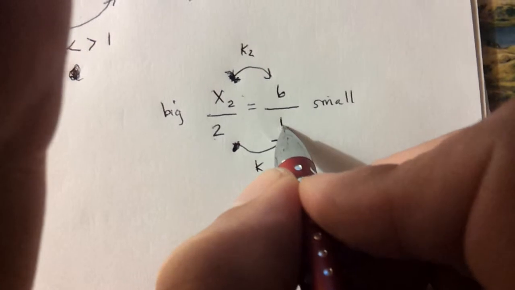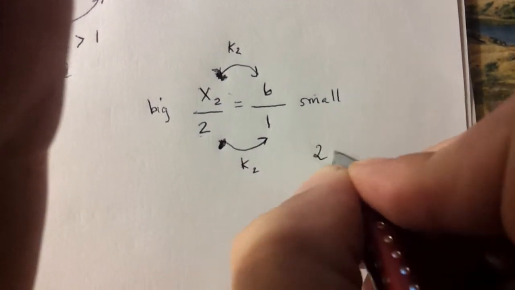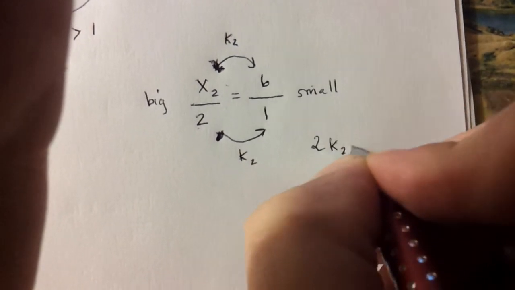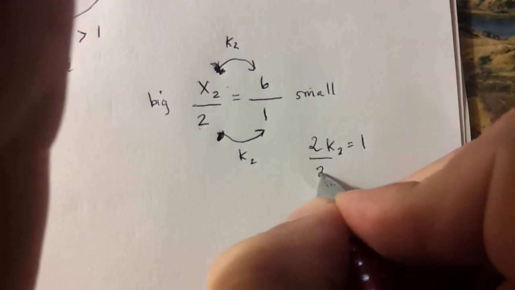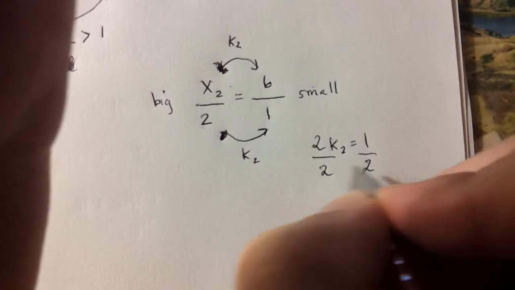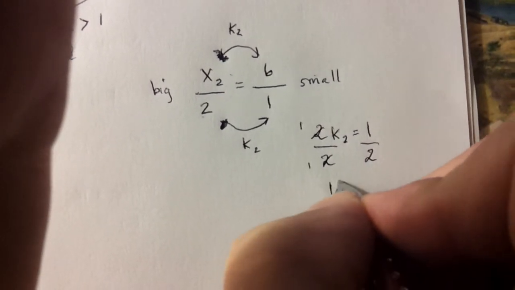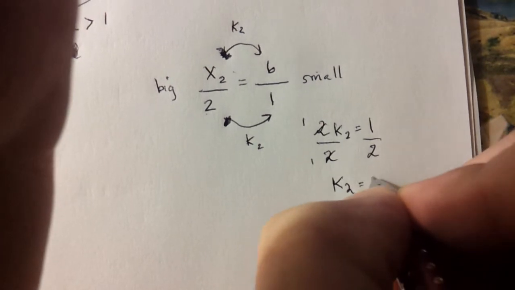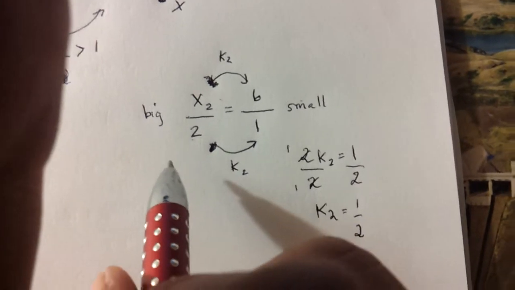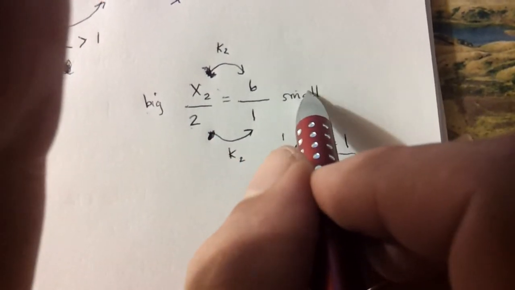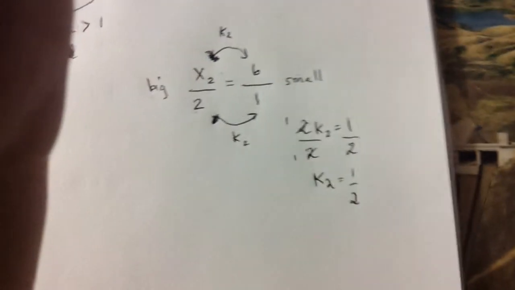So take a look. 2 times scale factor K2 is equal to 1. To solve this we divide by 2. The 2s cancel out. That tells us that K2 is equal to 1/2. Make sure to pay attention to the direction that you're going, the big one to the small one or the small one to the big one, and you should be fine.